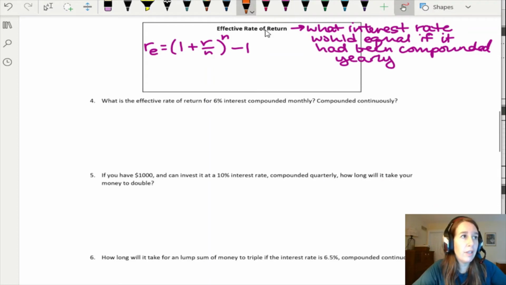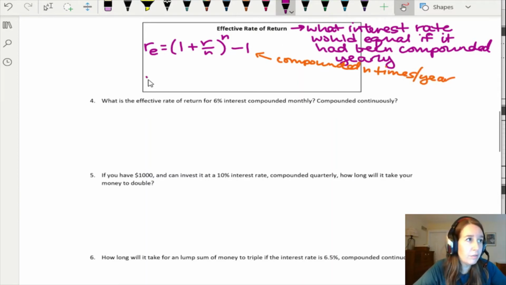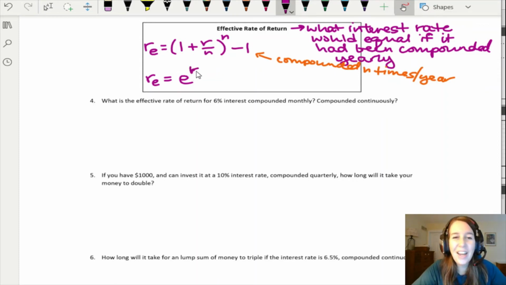Now, that formula is for compounded n times per year. And you actually need a slightly different formula if it's compounded continuously, and that is e raised to the r, minus 1. Sorry, I got confused because this was an n and this is an r, so it's good to note that. Obviously, if it's compounded continuously, there isn't an n, so that wouldn't make sense.